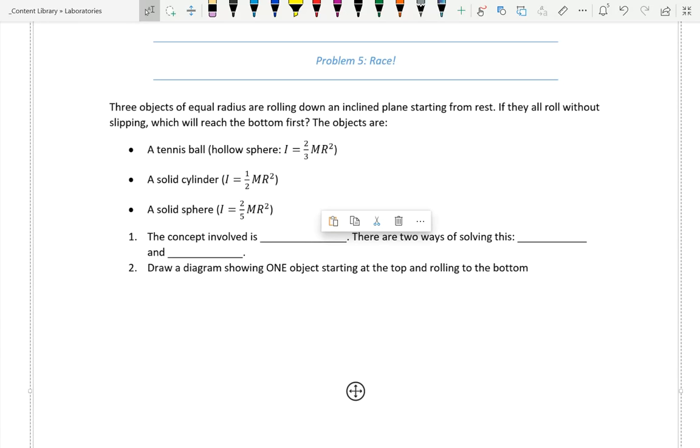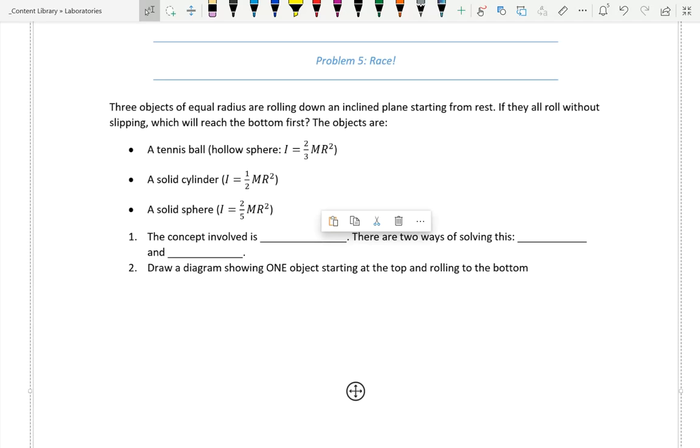There are two ways of solving this. One is doing the work energy method using rotational dynamics. One is doing forces and torques using rotational dynamics. Which one do you suppose is easier? Work energy is the easier one. Work energy is almost always the easier one.